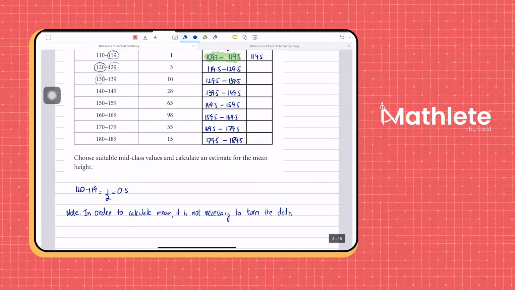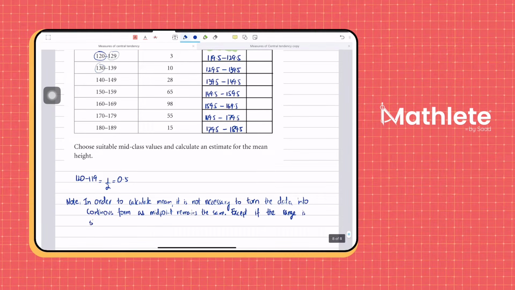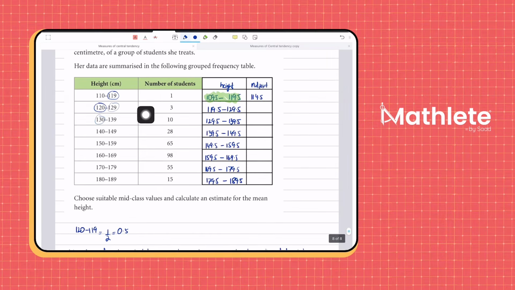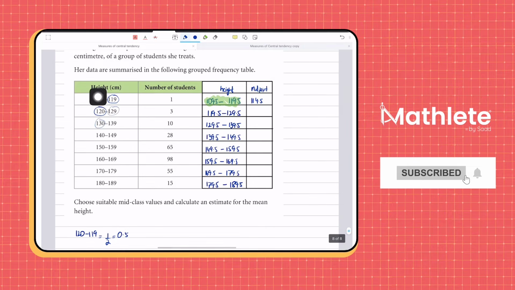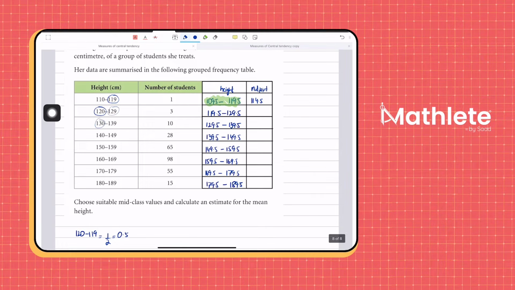the data into continuous form as the midpoint remains the same, except if the range is starting from 0. Okay, now I'll put a star over here because in this question, we don't have the range starting from 0. We'll do a question where the range is starting from 0, and then we'll see how we treat that data. Okay, so in this case, because the range is not starting from 0, it doesn't matter whether I convert it into continuous form or whether I don't convert it into continuous form. The midpoint remains the same.